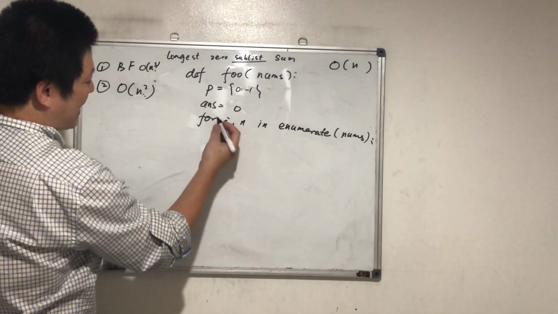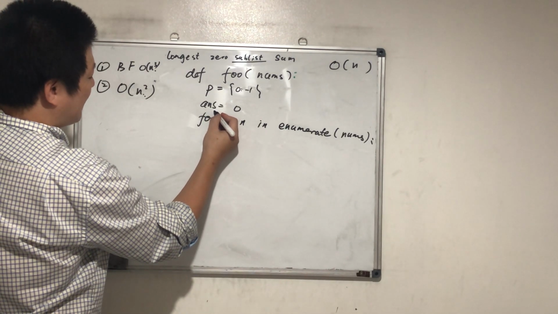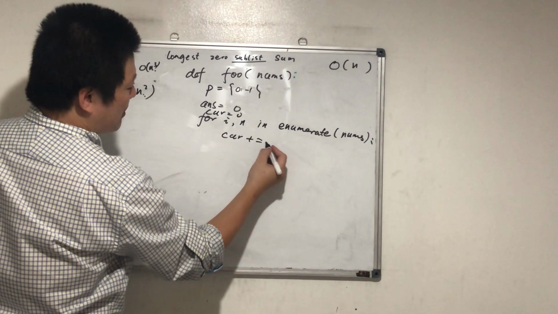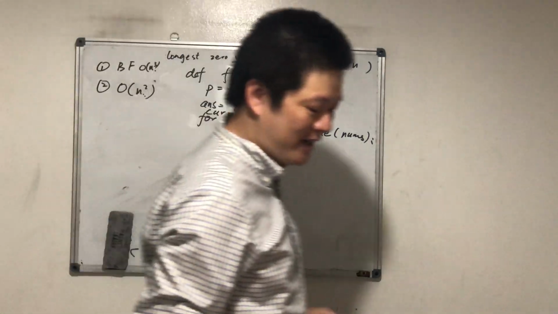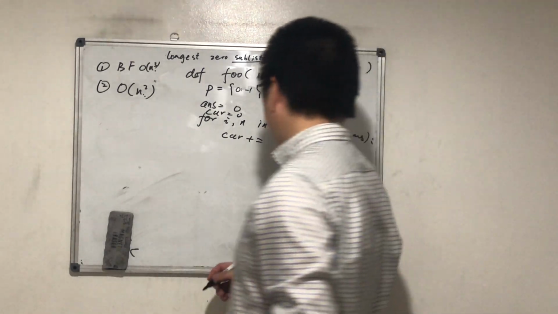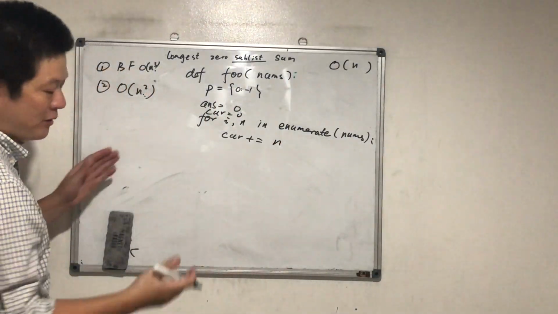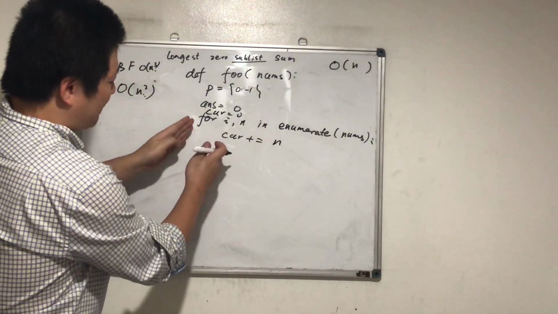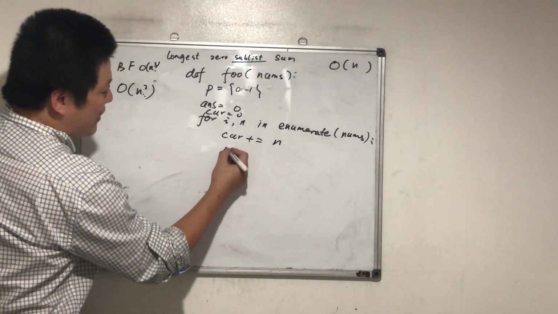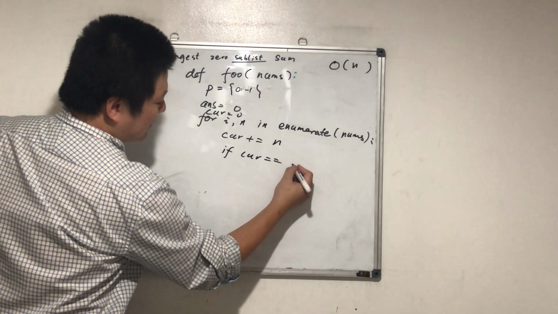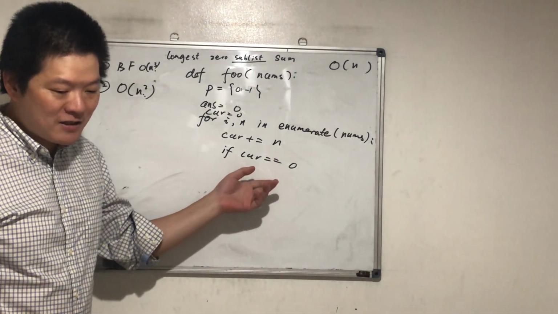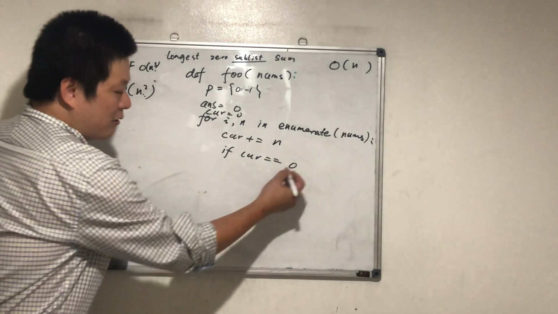So now let's have the current answer. Current equals 0. Current plus equals n, right? We want to add to the sum. So we add n, and now this is the prefix sum of the first few numbers. And then if current equals 0, what does it mean?